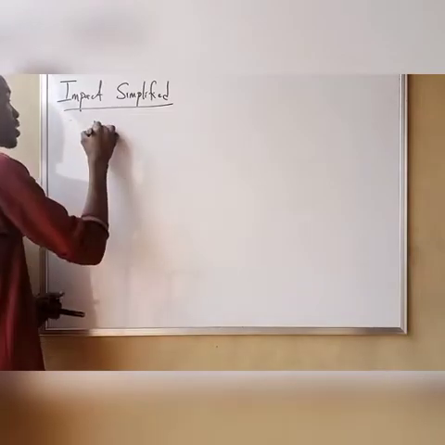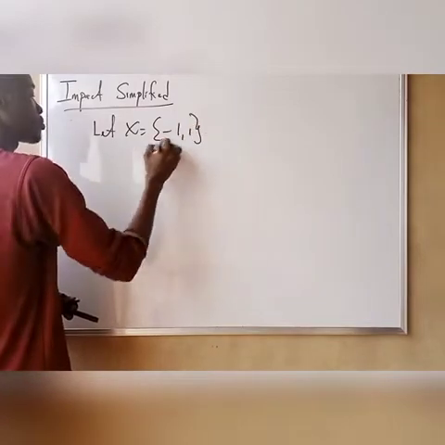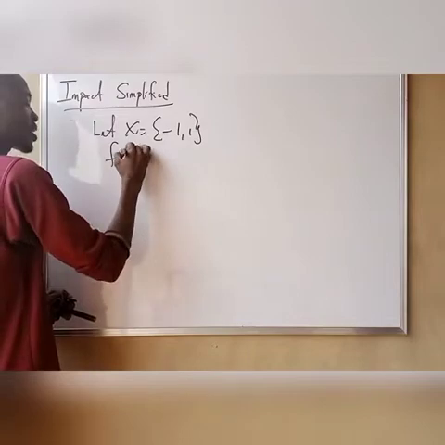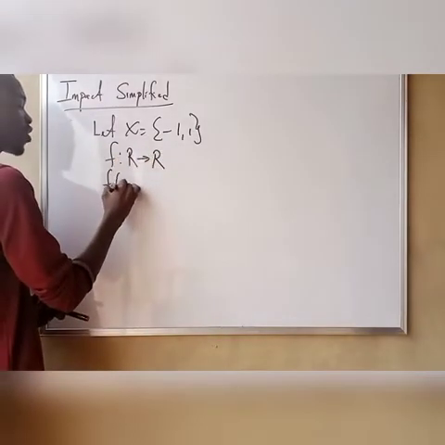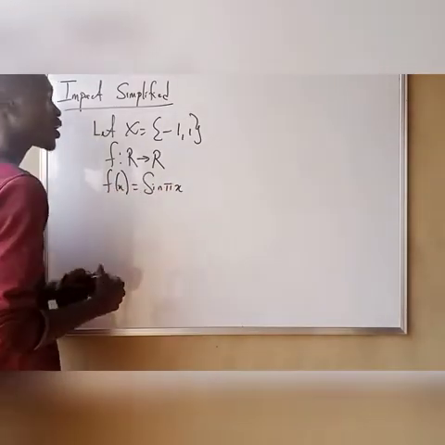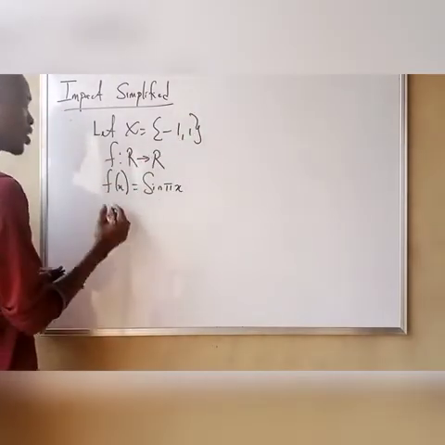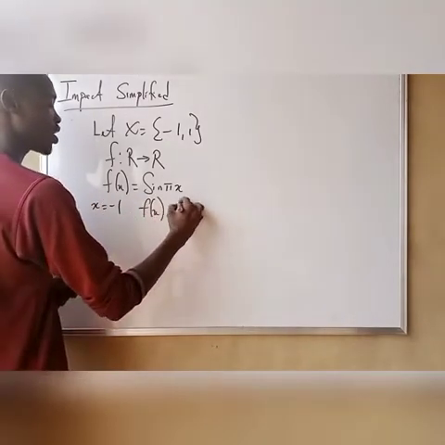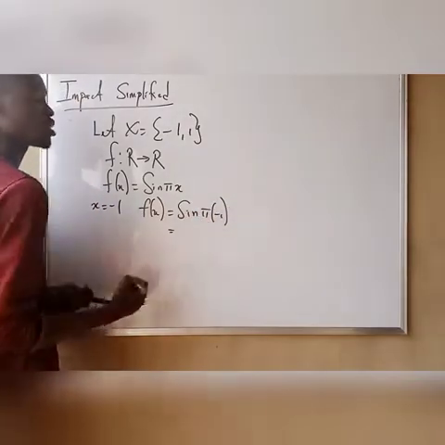And for this, they said let x be minus 1, 1. And they said f of x is R to R. Now we have f of x itself as sine pi x. Wow. So how can we solve this? That means we are to insert to get our output variable. So if your x is minus 1, what is your output variable? Your output variable will give us sine what? Pi times minus 1. And this is a reduction formula.